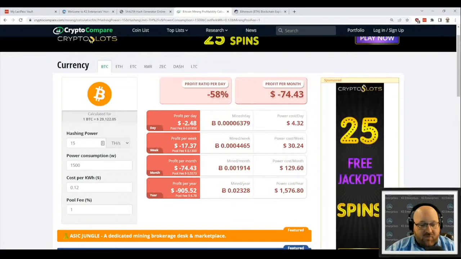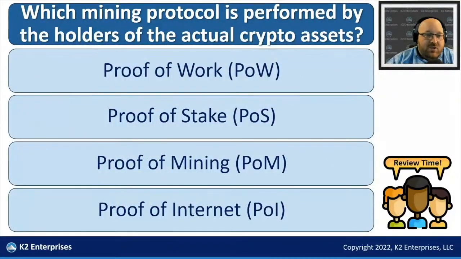Let's go ahead and have a review question. Which mining protocol is performed by the holders of the actual crypto assets? So if you have the crypto asset, what type of confirmation could you choose to do? Well, frankly, you can choose whatever you want. It's going to be whatever is decided by the technology.